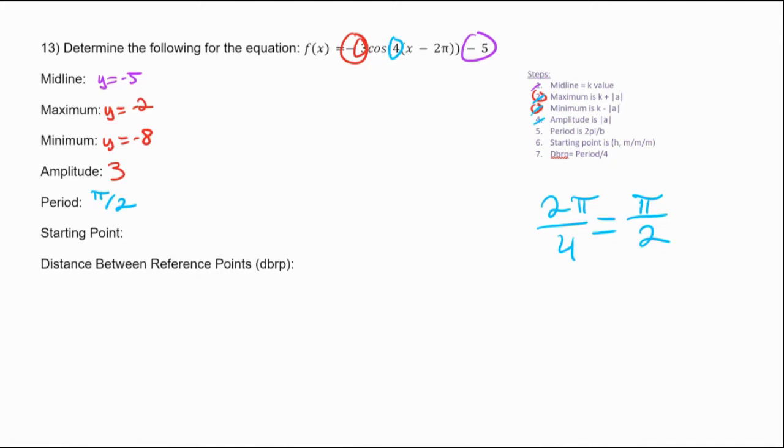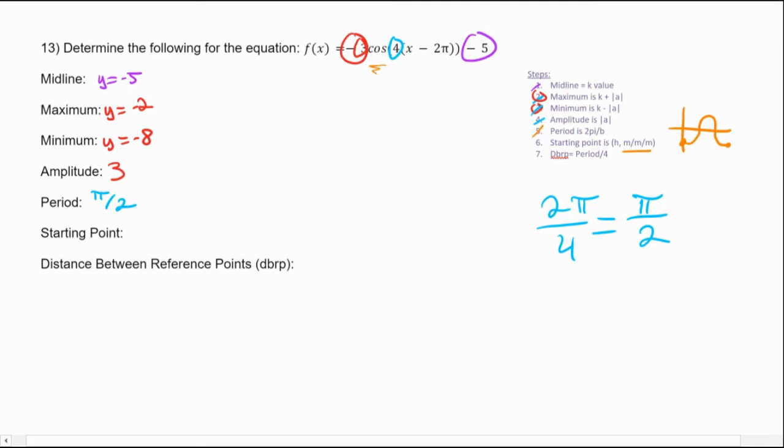Now, starting point and the distance between the reference points are not really official characteristics. They're more for helping graphing. It's what I use. So starting point here is the h value as the x, and the midline, maximum, or minimum is the y. And what tells us which one of those three it is is based off the general shape of this function. Because it's a negative cosine, a negative cosine always starts at the minimum.